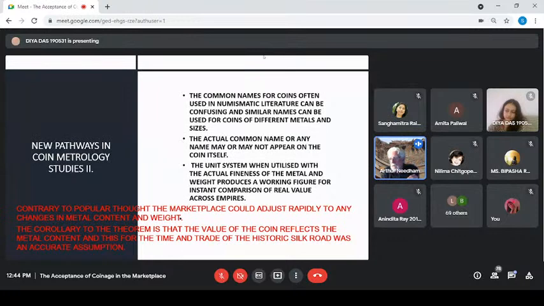The unit system, when utilized with the actual fineness of the metal and the weight, produces a working figure for instant comparison of real value across empires. And in empires, India until recently was a group of empires where trade followed through, and trade from overseas followed through. Contrary to popular thought, the marketplace could adjust rapidly to any change in metal content and weight. The corollary to the theorem is that the value of the coin reflects the metal content. And for the time and trade of the historic Silk Road and within the Indian empires, this was an accurate assumption. So if we can all bring it back to one basic denominator, we understand how the system works.